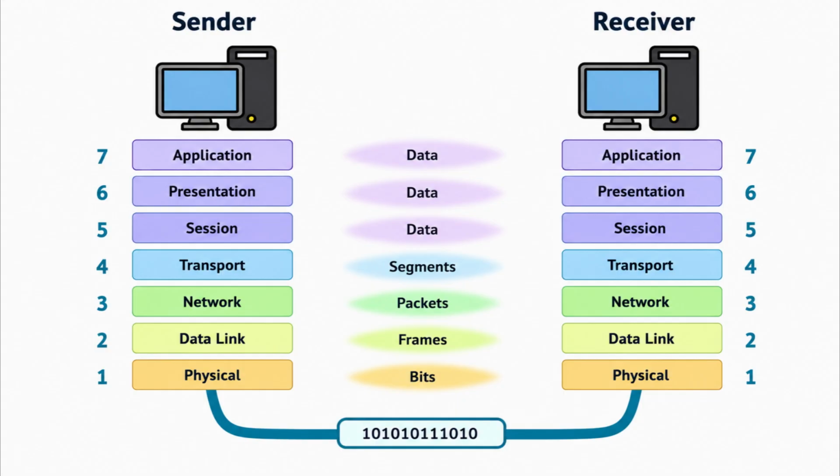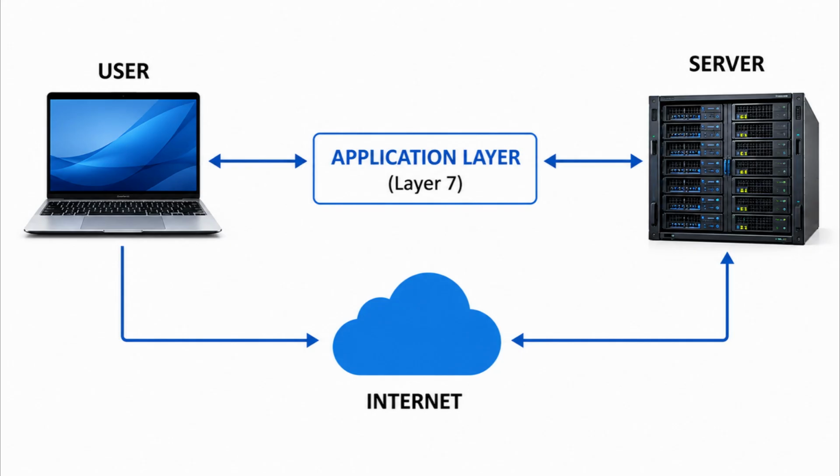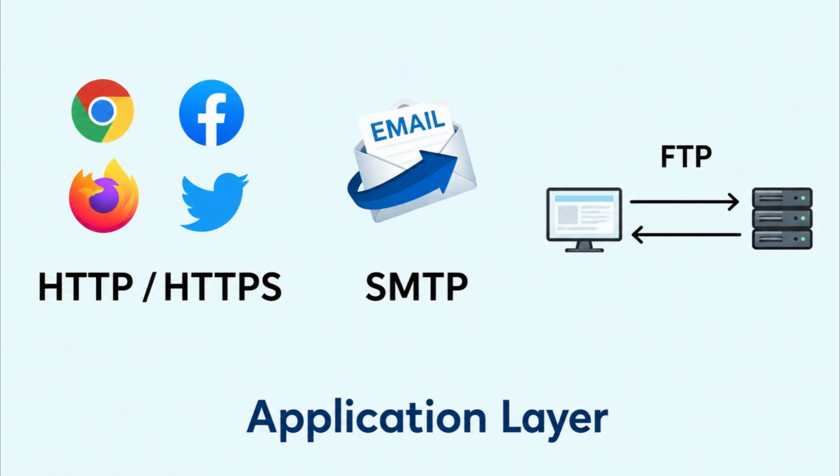So, the seven layers. Let's begin with the application layer. This is the user-facing layer. When you enter a username and password, this layer communicates with the server. It utilizes protocols like HTTPS for security, HTTP for general browsing, SMTP for email, and FTP for file transfers.